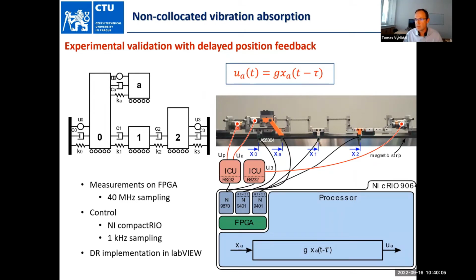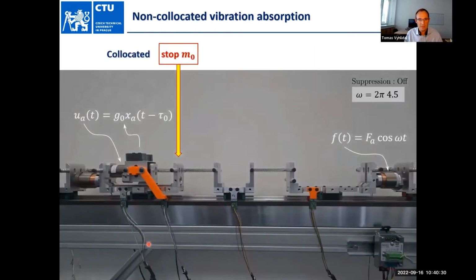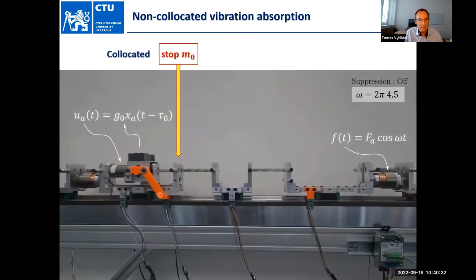So the control algorithm is implemented in LabVIEW. We use this simple position feedback with 2 parameters, G and tau. It's implemented in LabVIEW, and it's run on National Instruments CompactRIO, with sampling 1 kilohertz. Okay, so here is the video.